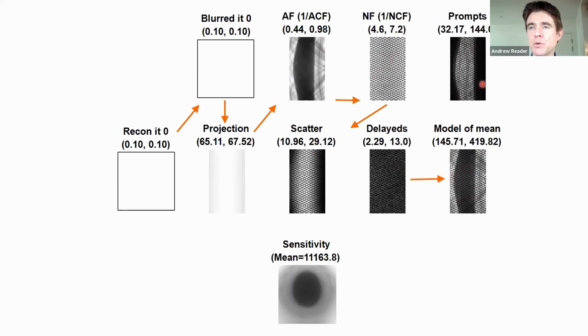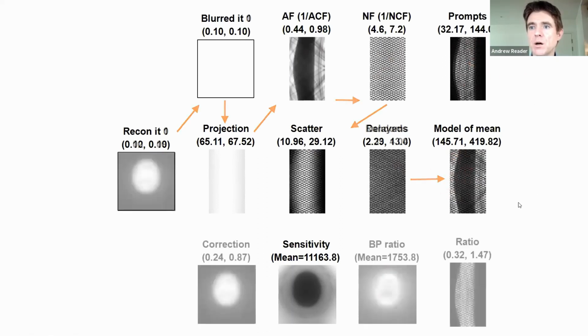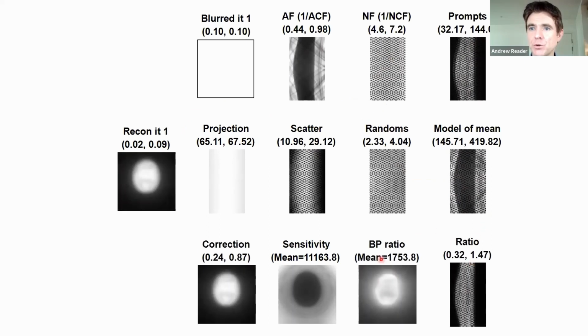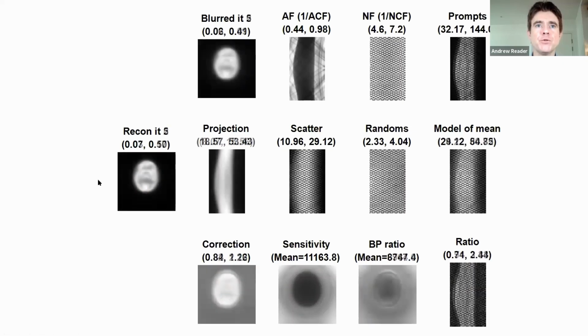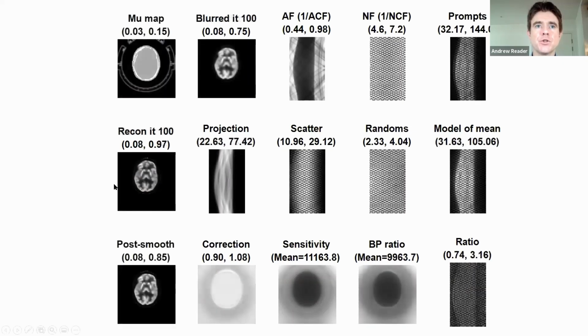We're taking a ratio of the measured prompt sinogram data to the model of the mean. We apply the adjoint to that ratio, and we'll do the back projection. We divide by the sensitivity image. That gives us a multiplicative correction, which we then use to multiply our image. And so the whole process goes on. And so, for example, here at 100 iterations, we've got a reconstruction of the FDG distribution. So just to touch on what would happen with real PET data.